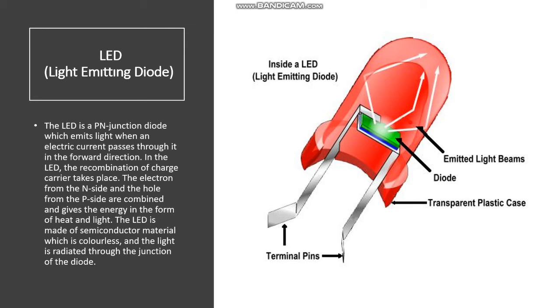The LED is a p-n junction diode which emits light when an electric current passes through it in the forward direction. In the LED, the recombination of charge carriers takes place. The electron from the n side and the hole from the p side combine and give off energy in the form of heat and light. The LED is made of semiconductor material.